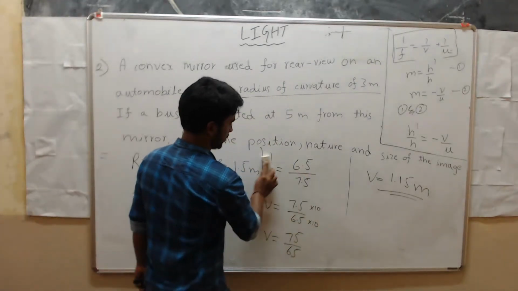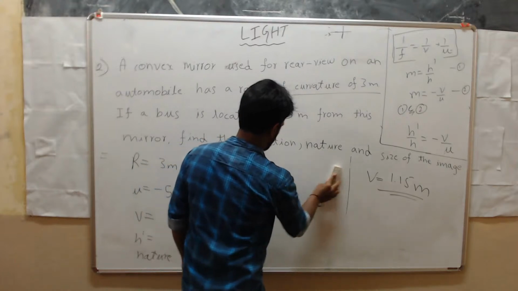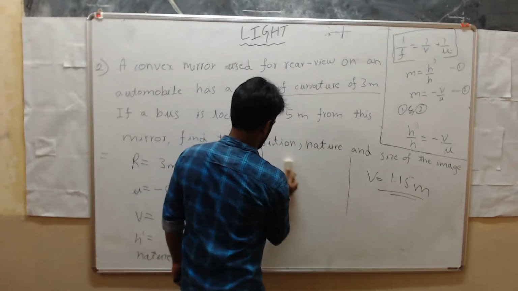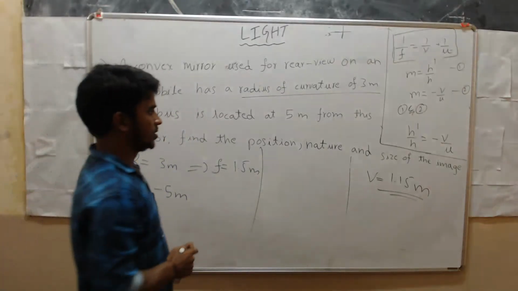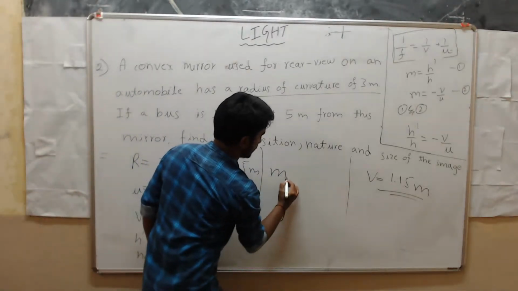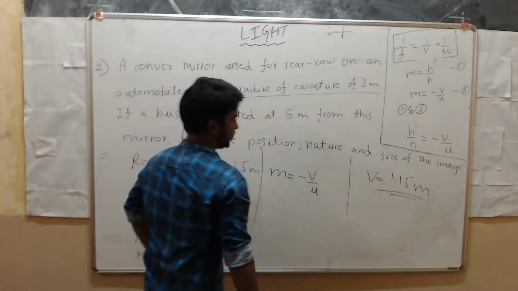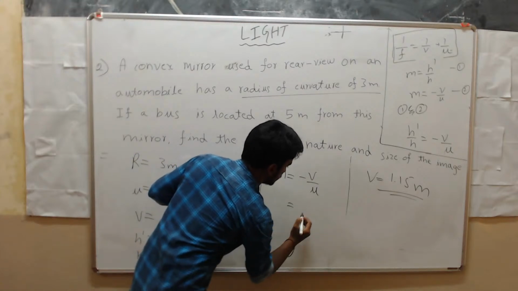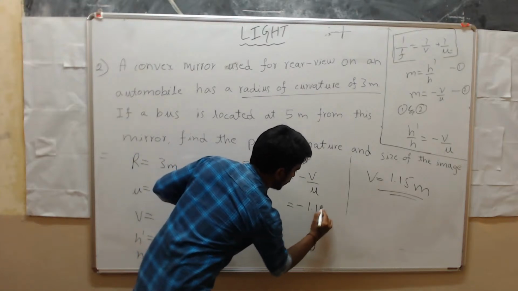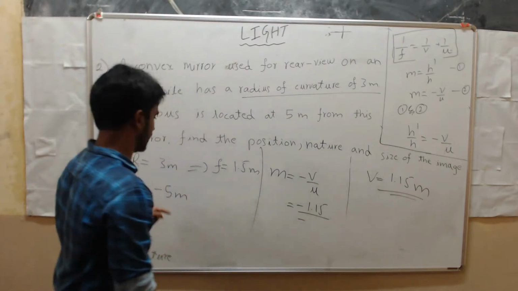So I use this one. Now magnification m is equal to minus v by u. So now the v value is minus 1.15, divided by the u value, which is minus 5.